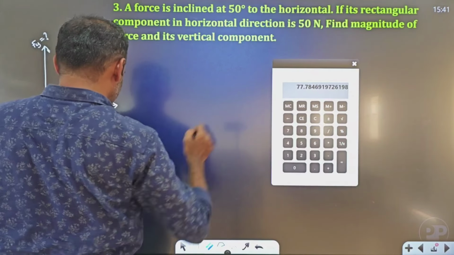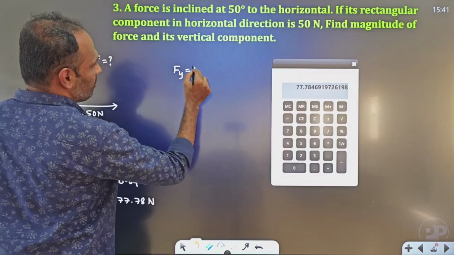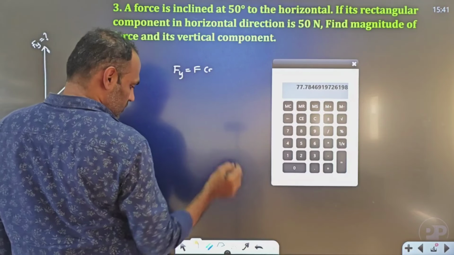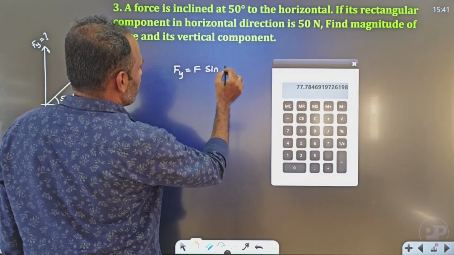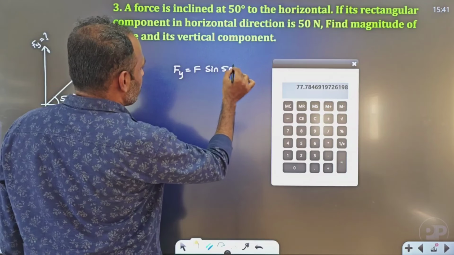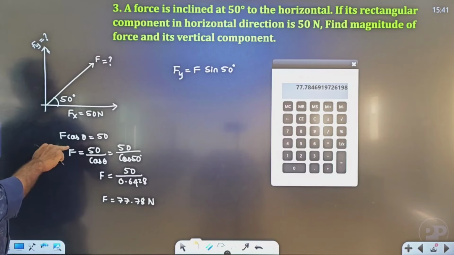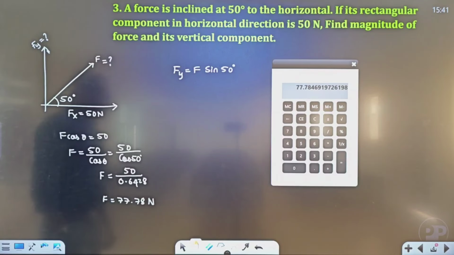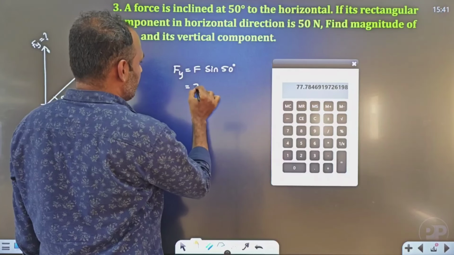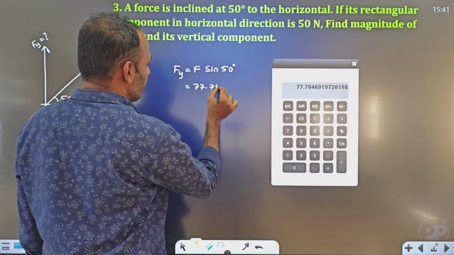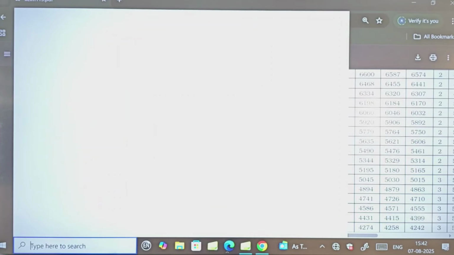After getting F, now you have calculated the value of F. Now calculate the vertical component. Vertical component is F sin 50 degree. Correct? Horizontal component is F cos theta, vertical component is F sin theta. So we already have F, which is 77.78. Now you need to see the sin 50 degree value.